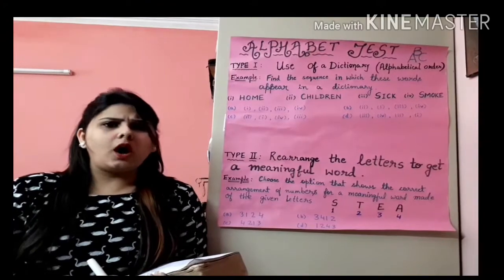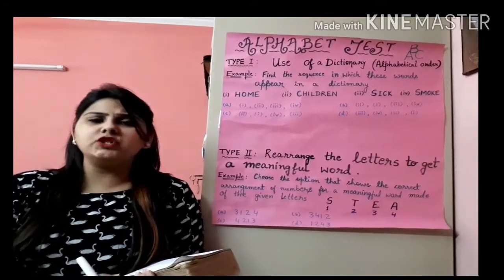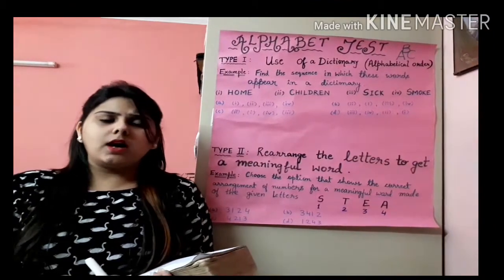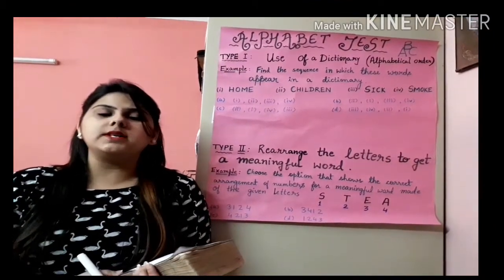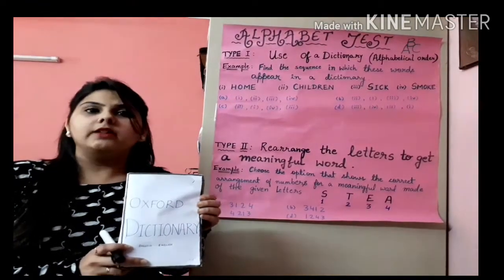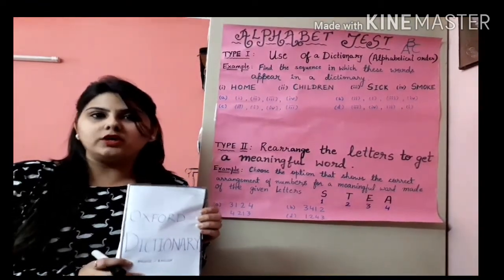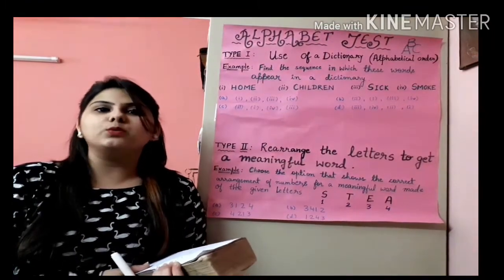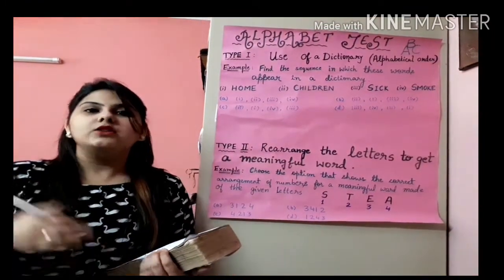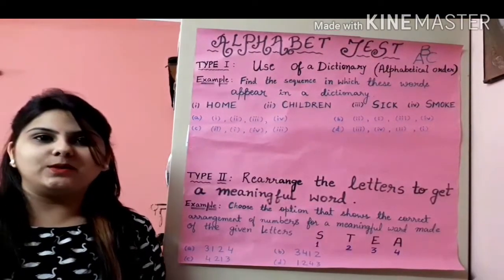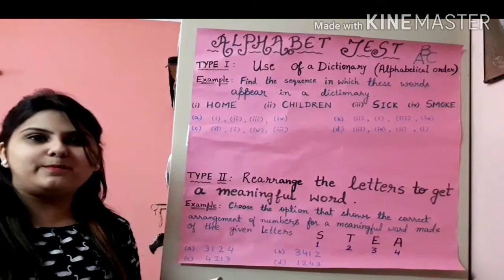Let's get started. Kids, do you know how important it is to arrange our data in order? You know that in your class you're provided with roll numbers as per your names. Similarly, in the dictionary, the words are arranged in order. That is, the word starting with the letter A comes first and it goes on to the letter Z towards the end. This activity is based on alphabet test.